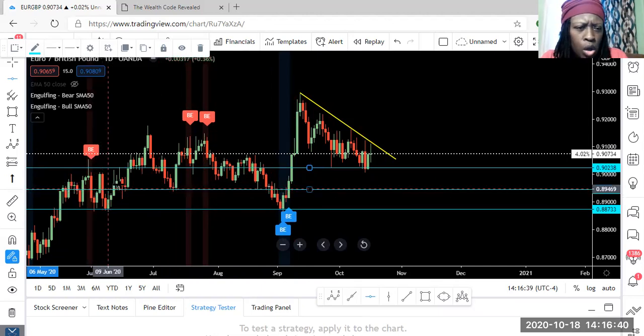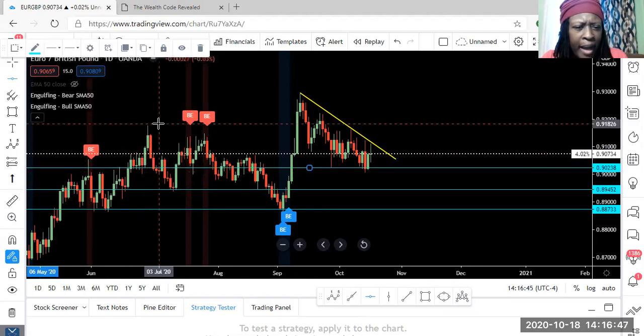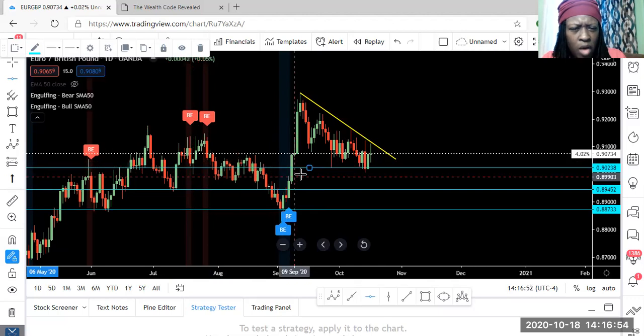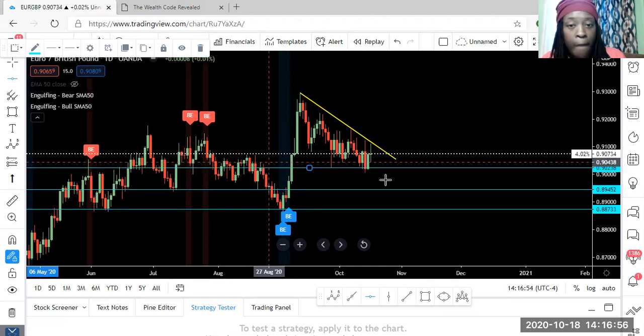Okay, so we had a wick action here. It pushed down. It broke through, came and retested right there and pushed right back up. Now we have both support and resistance, right? Even stronger. You see some action in here as well, right?